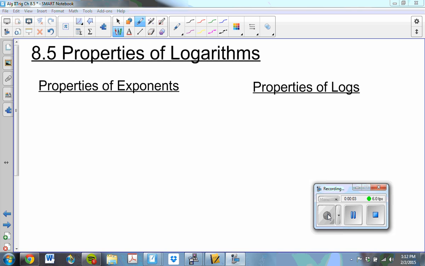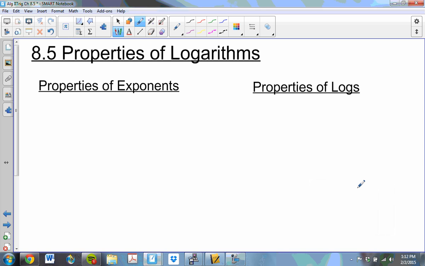8.5 properties of logarithms. One thing that I've said a lot about logs is that logs are exponents. I also think that logs are inverses of exponents, which is true. I want to focus on logs being exponents today. That means if I have 2 to the third equals 8, well, 3 here is the exponent, so log base 2 of 8 is 3, because the equal sign means "is." The log is the exponent.